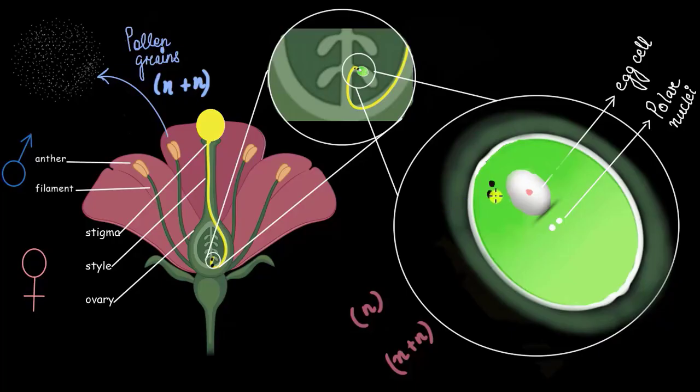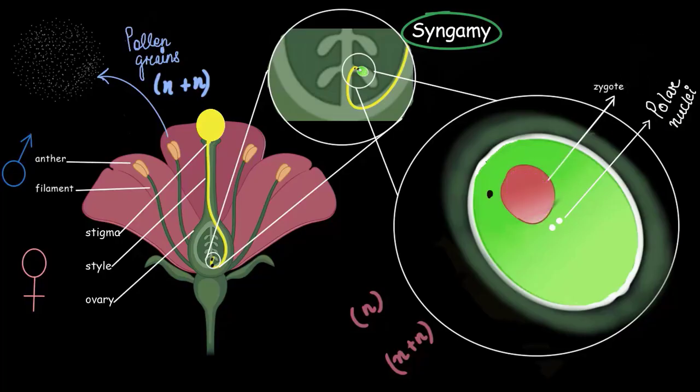One of the male nuclei moves towards the egg cell and fuses with the egg cell. This process is called fertilization or syngamy, where the male gamete and the female gamete fuse to give rise to a diploid zygote. We saw that the male gamete and female gamete, both haploid, fused, therefore this zygote will be a diploid one. And this zygote later forms an embryo and that embryo gives rise to a baby plant.